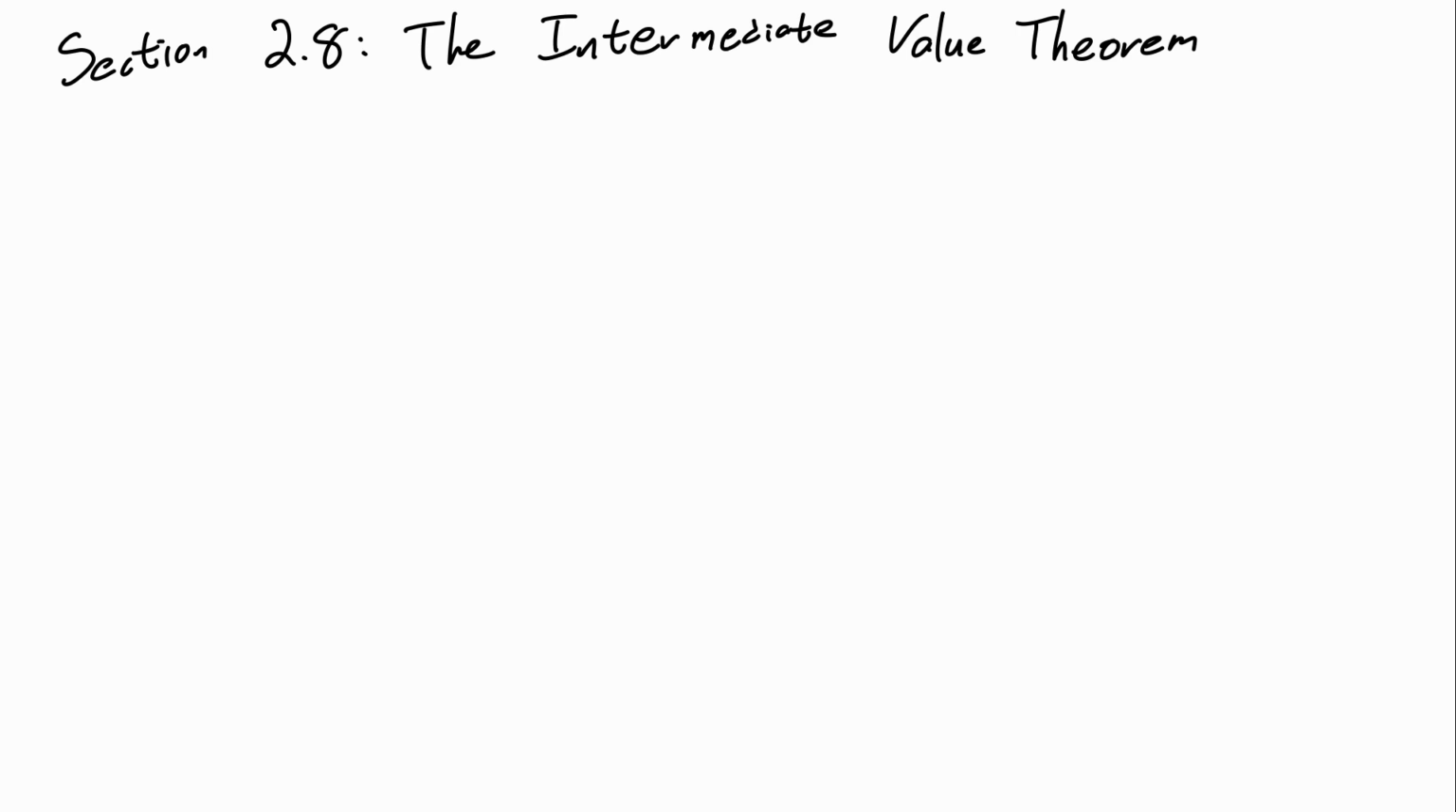Hello everyone and welcome to this video on section 2.8, which is all about the intermediate value theorem. Essentially what the intermediate value theorem says is a continuous function can't skip values. So here's what I mean by that.